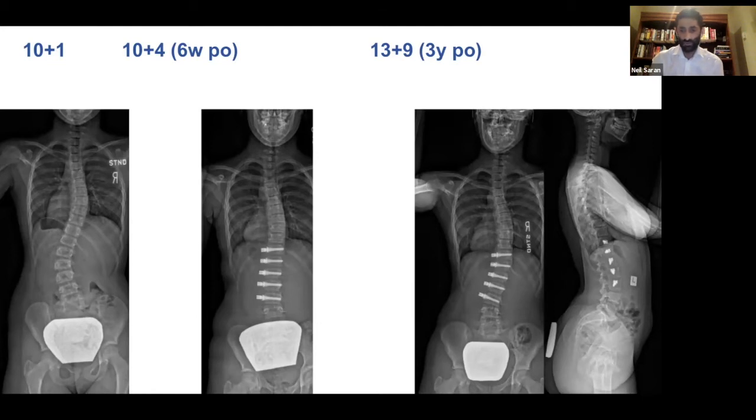So I follow her along, and here she's 3 years out, and we can see she's really overcorrecting. So I say, you know what? I was hoping her growth is going to slow down, but it's not. Let's go and cut this cable. So I went after these 2 levels, thinking that these are the ones that are really overcorrecting. If I take those out, we should be okay.